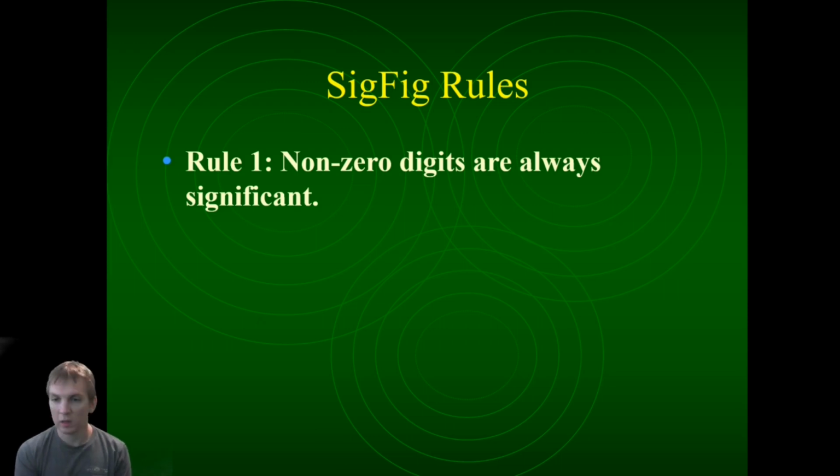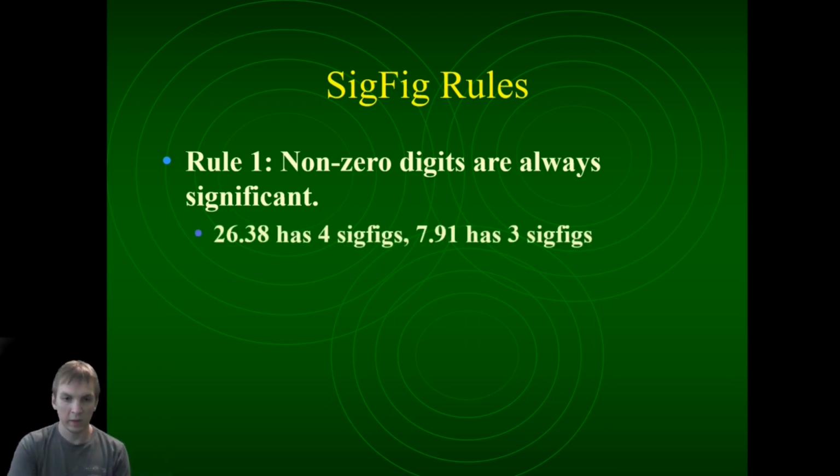If you're given a really long number that's a measurement, any number that is not 0, so that's 1 through 9, any digit that is not 0 is going to be significant. Okay, so for example, the number 26.38 has 4 digits, 2, 6, 3, and 8. All of these are not 0, meaning 26.38 has 4 sig figs. Each of these numbers is significant. Right? 7.91 has 3 numbers that are not 0, hence 3 sig figs.